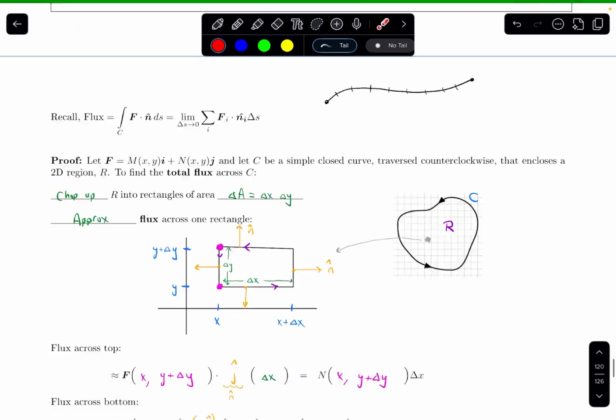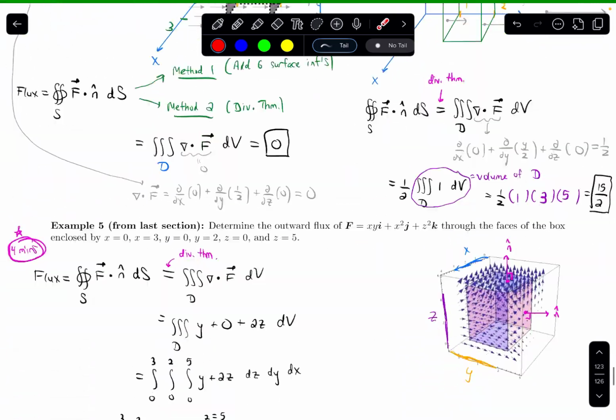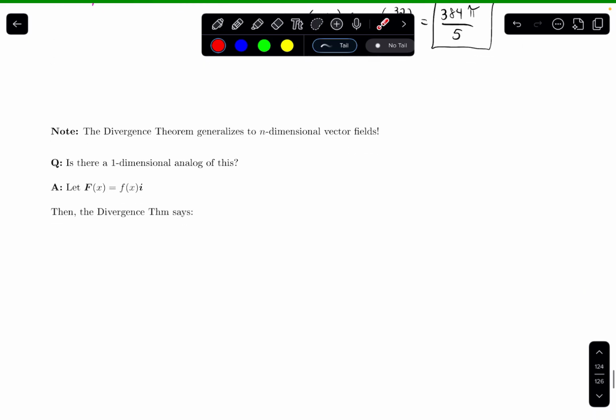So if I flip it back to where we were in the notes, this is true even in n-dimensional vector fields, higher dimensional vector fields. So is there a one-dimensional analog of this? Can I go down a dimension? It turns out, yeah. So what does that look like? Let's let our vector field just be a function, some component, f of x, times i hat. So no j hat, no k hat, we're just in one dimension.